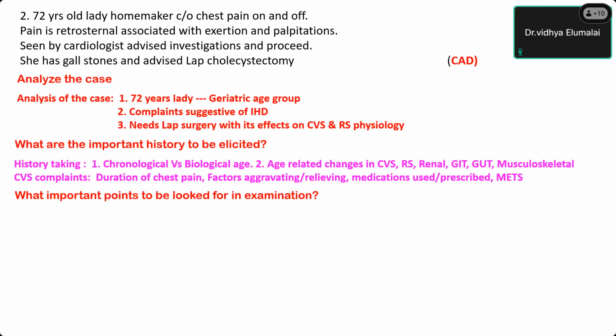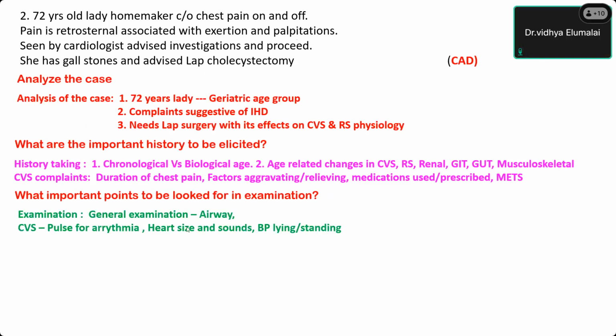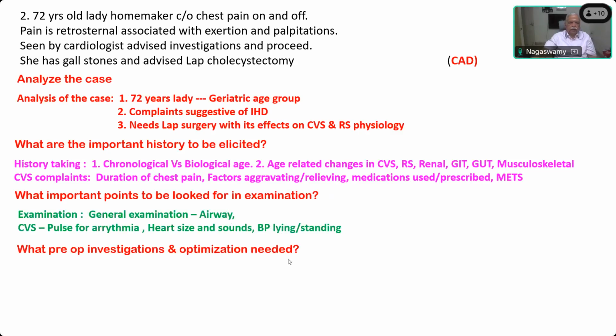So airway examination, bedside pulmonary function test. Pulmonary function for an ischemic heart disease. Since she is a 72-year-old, the general examination should include airway, CVS examination, pulse for arrhythmia, heart size, sounds, BP both lying and standing, to rule out any autonomic or postural hypotension.